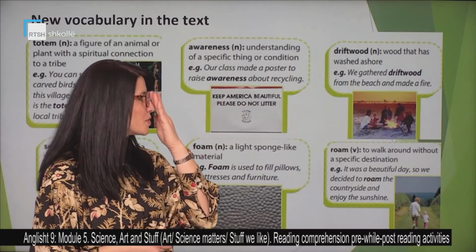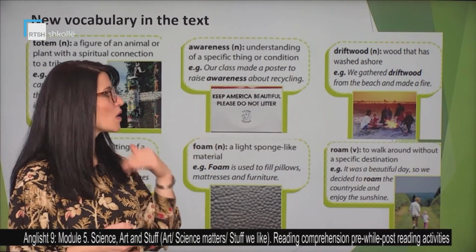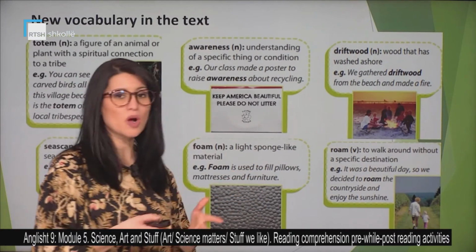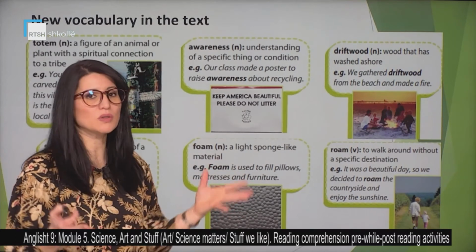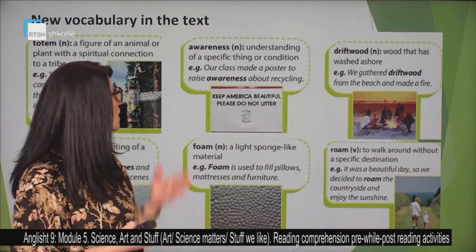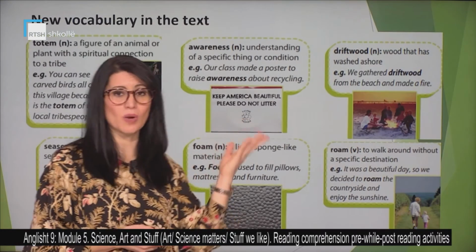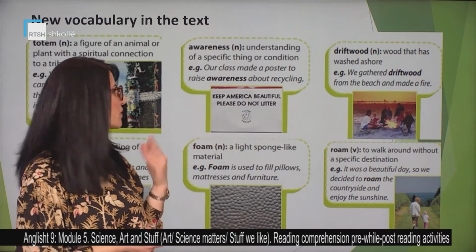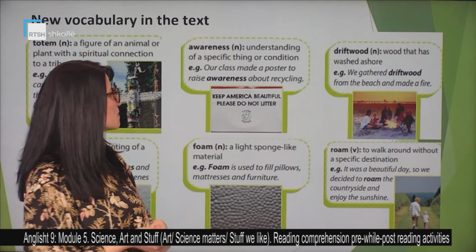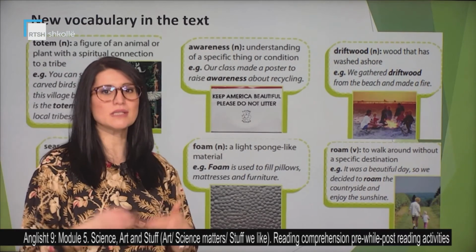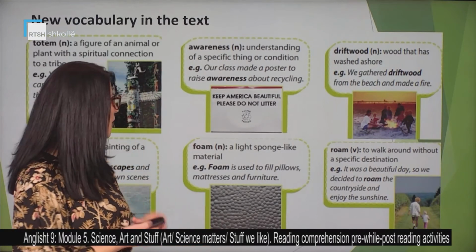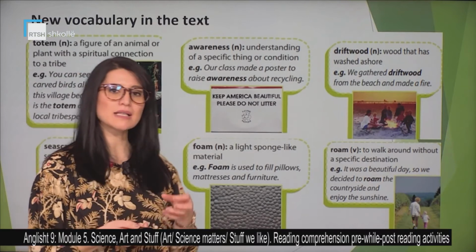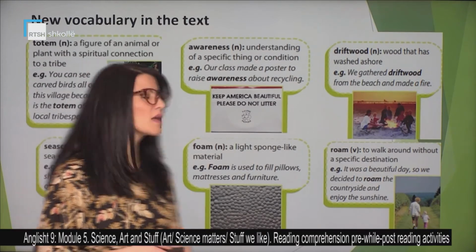What is the word driftwood? Wood that has washed ashore. We have got the word roam. What is roam? To walk around without a specific destination. We have got the word awareness. What is it? Understanding of a specific thing or condition. We've got a sentence with it. Our class made a poster to raise awareness about recycling. We have got the word foam. What is it? It's a light sponge-like material.